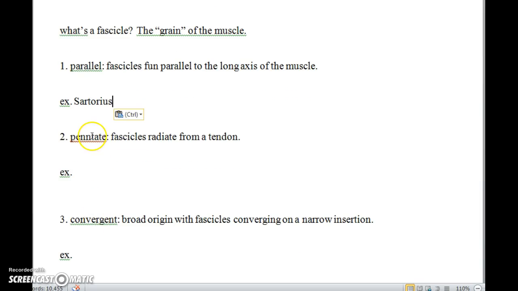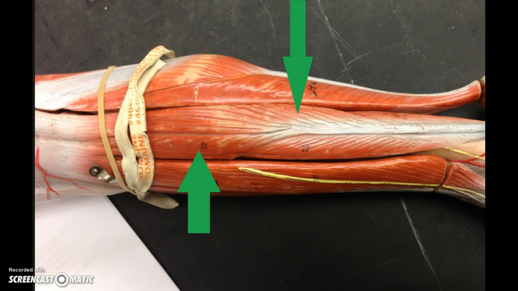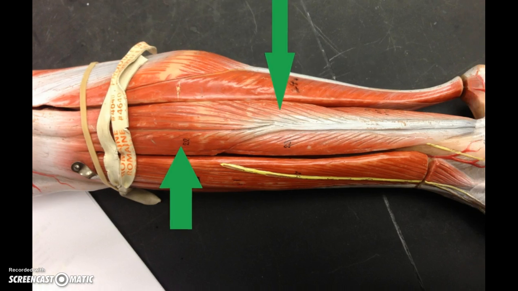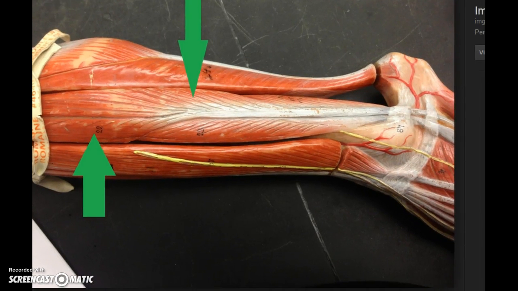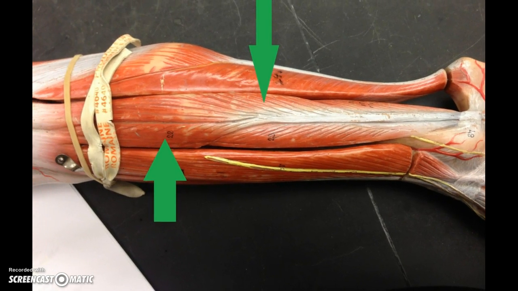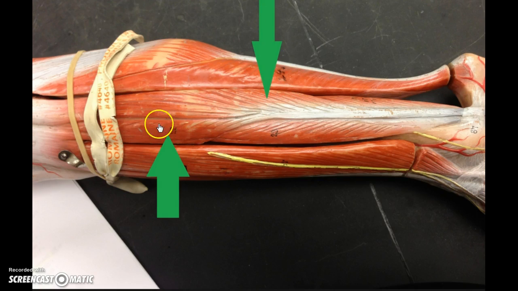All right, pinnate means, and I didn't notice this is misspelled, so it's pinnate. Take that T out. It's not pentate, it's pinnate, which says fascicles radiate from a central tendon. Pinnate means feather-like. So here, it's probably kind of hard to see it. This is a model of a foot. You can see the heel down there. So what you're looking at right here is the muscle that goes right on top of the fibula.